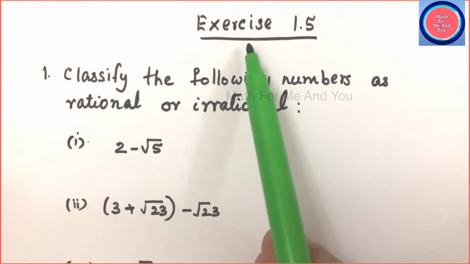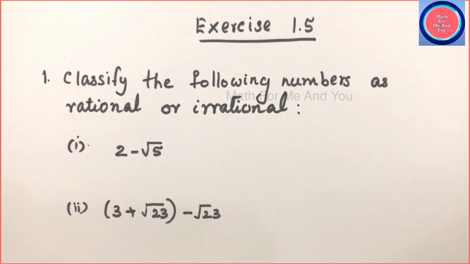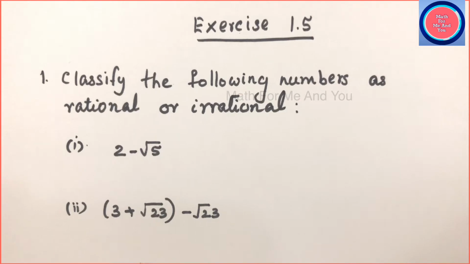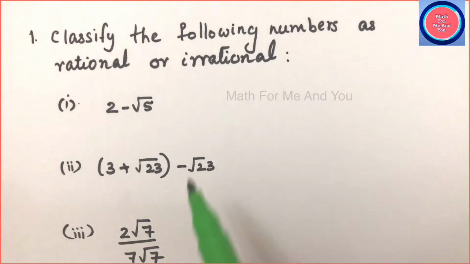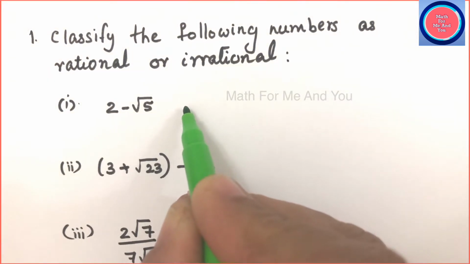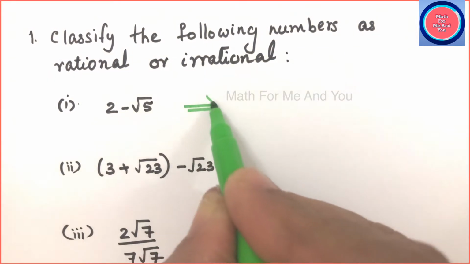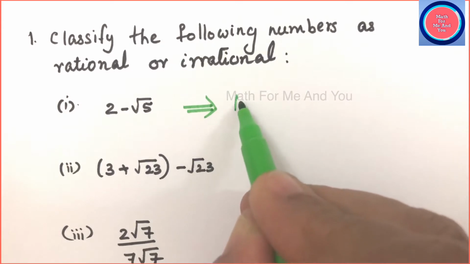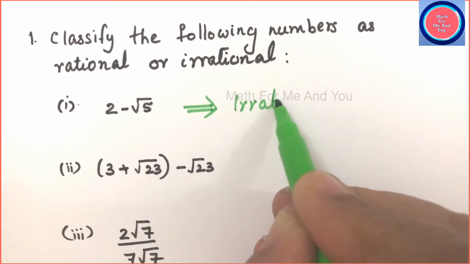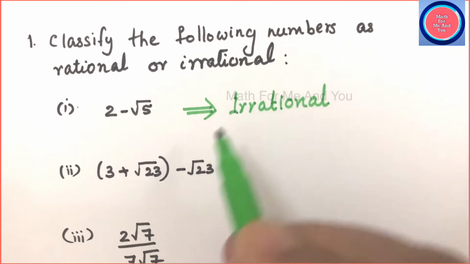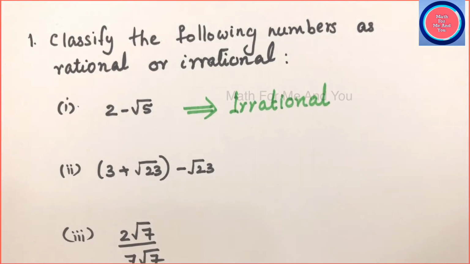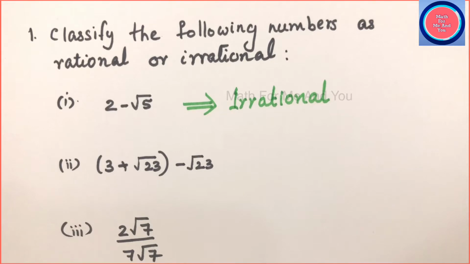In exercise 1.5 we are asked to classify the following numbers as rational or irrational. First number is 2 minus root 5. What type of number is this? This is irrational. The reason is 2 is a rational number but root 5 is irrational. When we find the difference between a rational number and an irrational number, the answer is always irrational. So 2 minus root 5 is irrational.